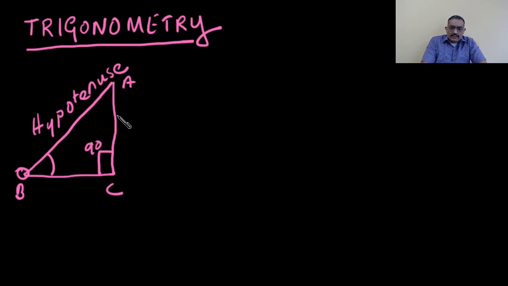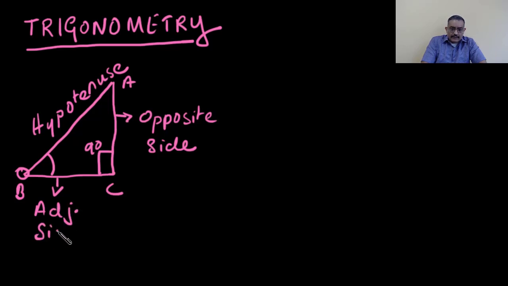Now, this side is the side that is opposite to this angle B, and this is the opposite side. And this is the adjacent side, or the side adjacent to or next to this particular angle, angle B. Now I'm sure you can imagine that if we were to change the angle from B to A, then the designation changes. So if it is angle A, then this side would become the adjacent side and this side would become the opposite side.